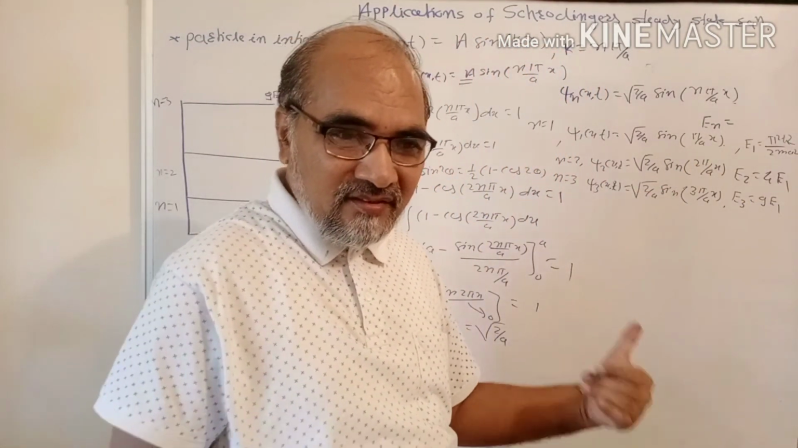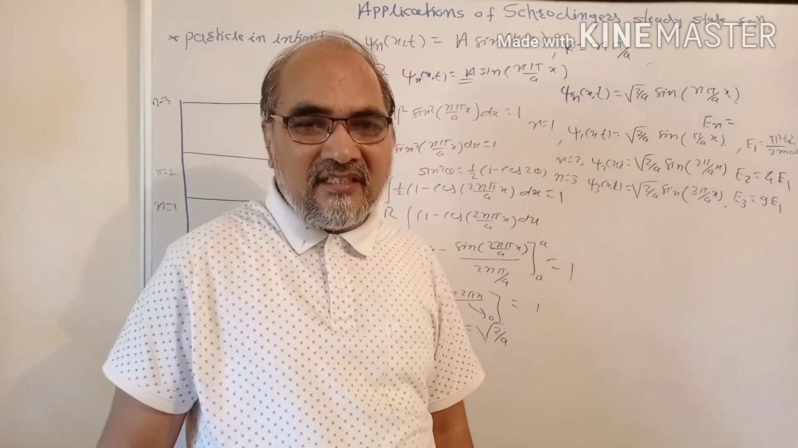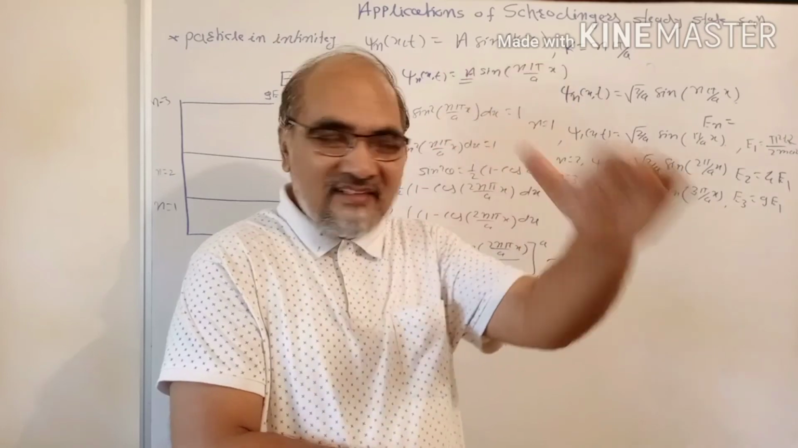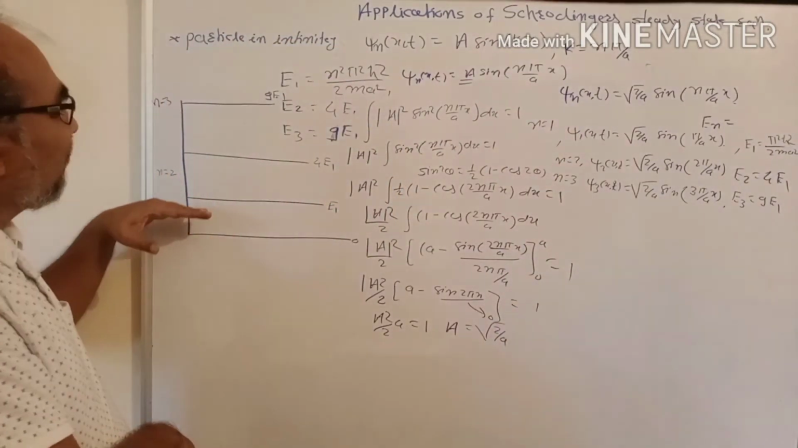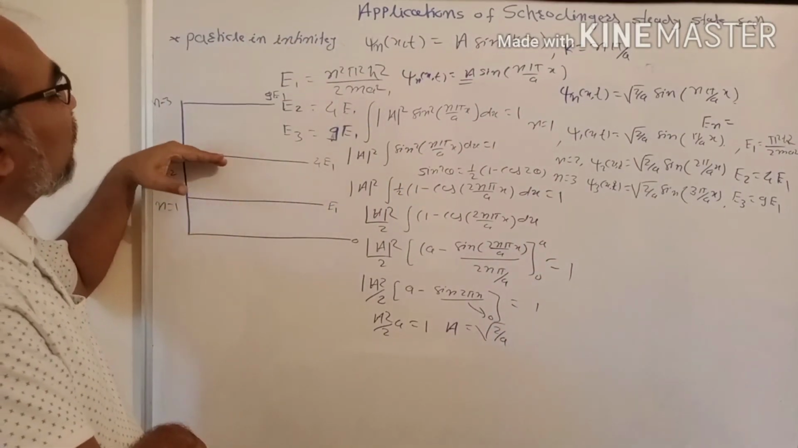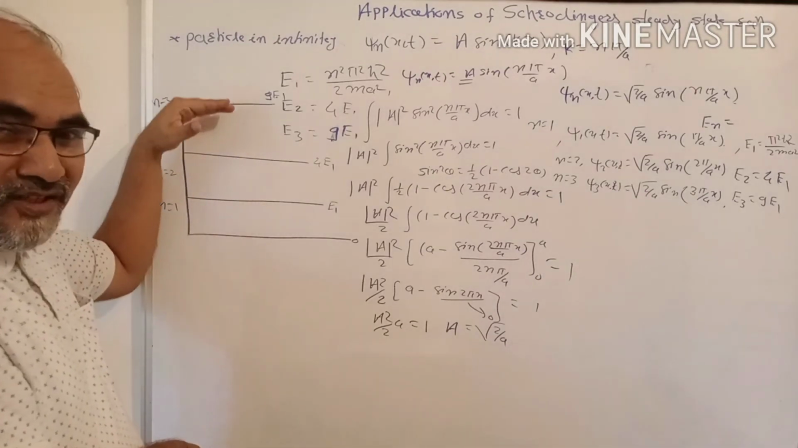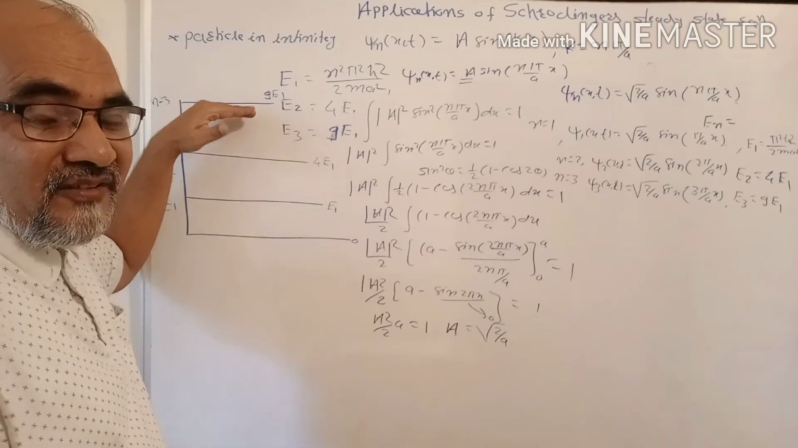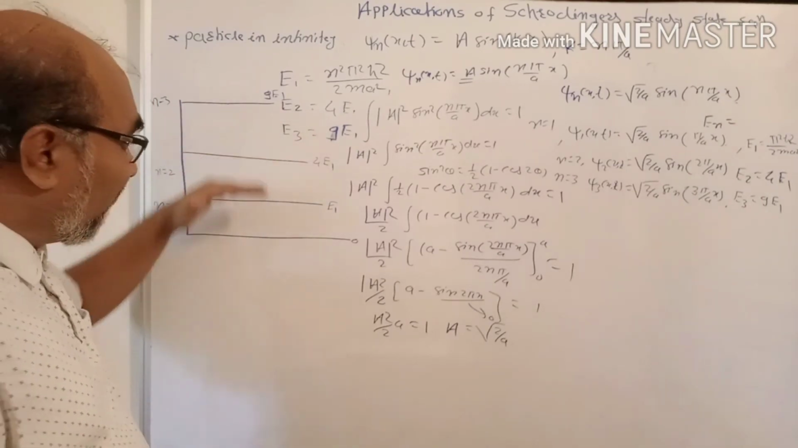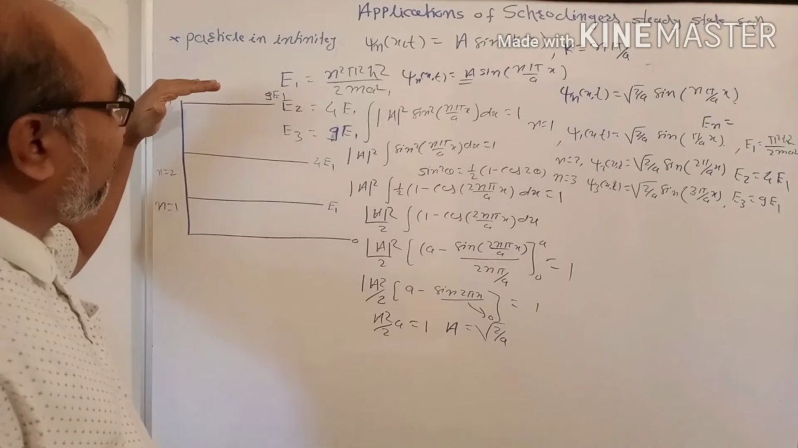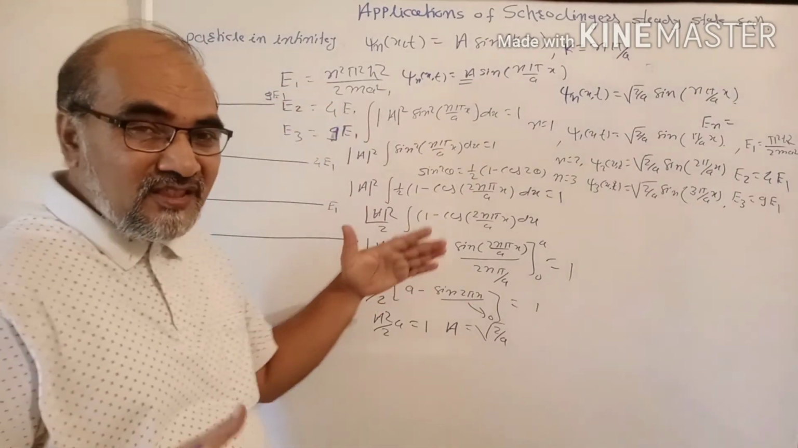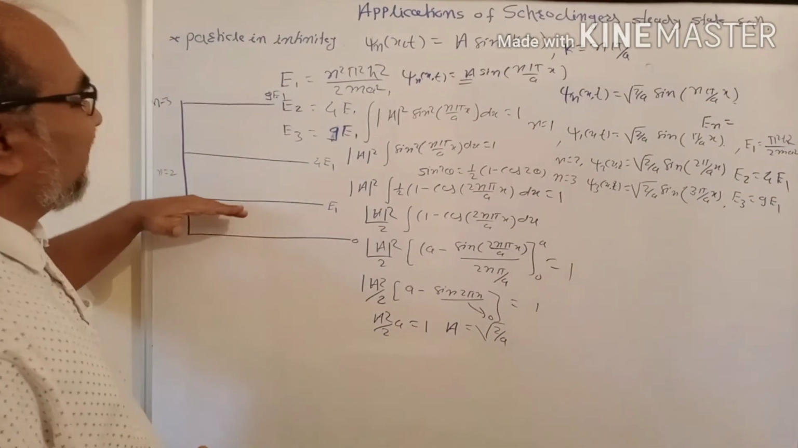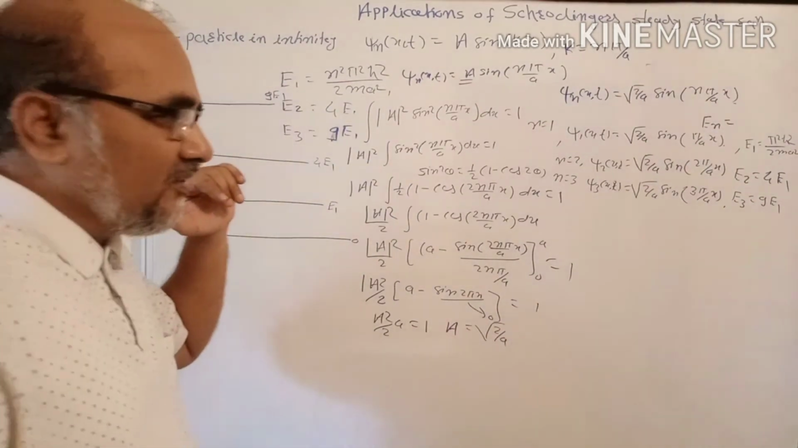So this exercise shows that there is no continuous spectrum of energy; it has discrete energy levels. This diagram shows the same: E1, E2, E3. It is not a continuous spectrum like in the free particle. In the free particle we have seen the continuous spectrum, whereas in this infinite potential well, because of the boundary conditions applied on the particle, there are discrete energy levels.